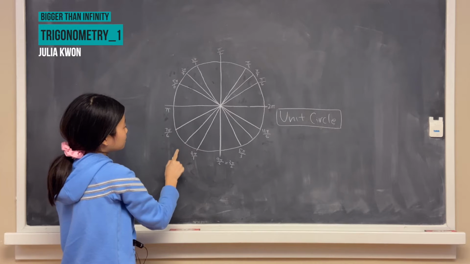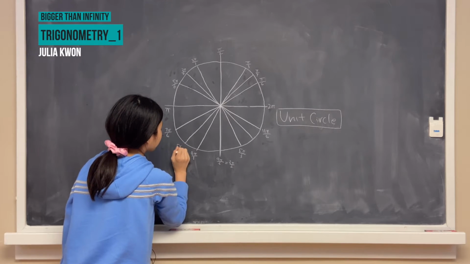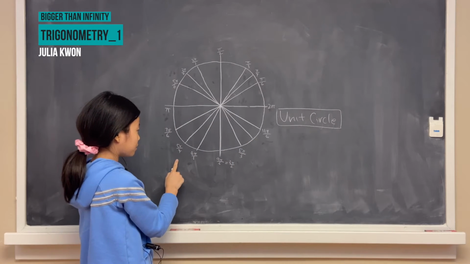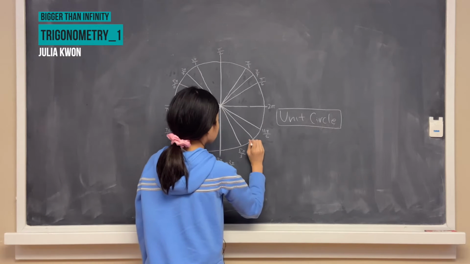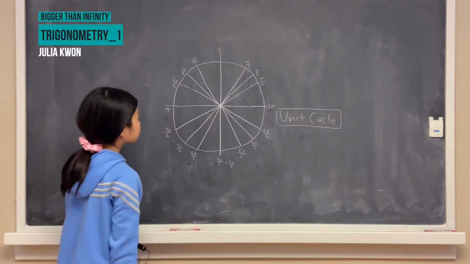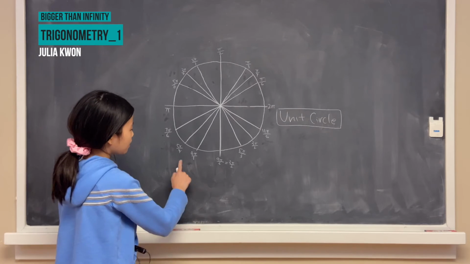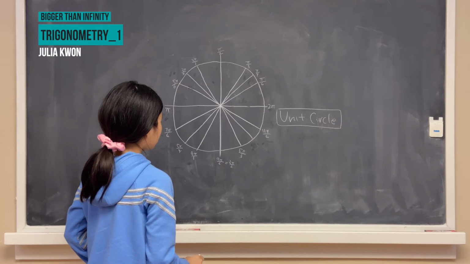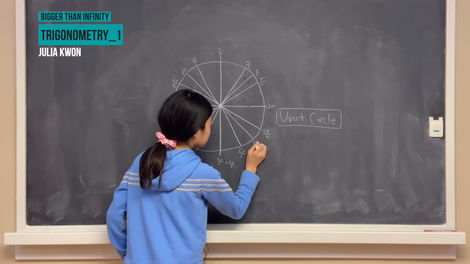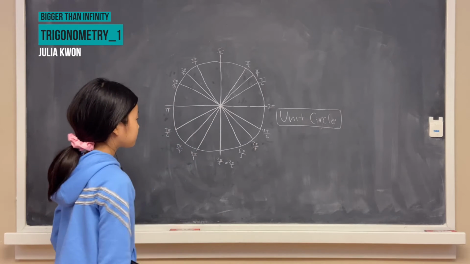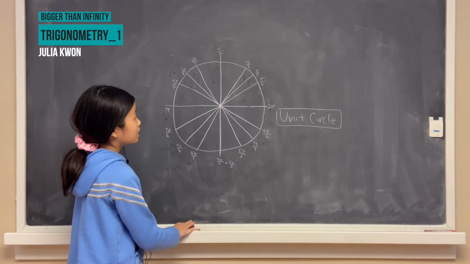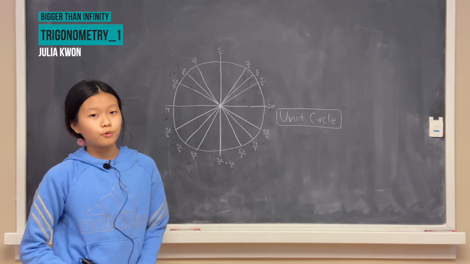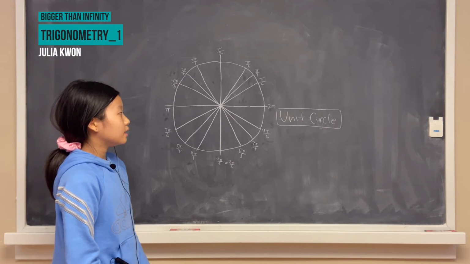4 pi over 4, and 5 pi over 4, 6 pi over 4, which is just 3 pi over 2. Oh, actually, wait, no, 3 pi over 2 here, and then we would have 7 pi over 4 here. Okay, now this was how you would memorize the radians in a unit circle.